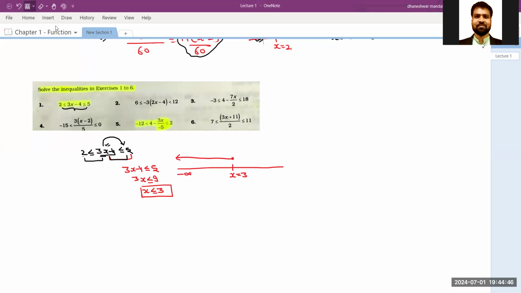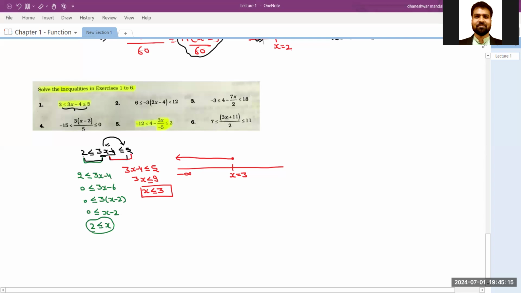Okay. And for this term, 2 is less than 3x minus 4. Then from here, 3x minus 6 is there. And if I take 3 common, then x minus 2 is there. It means from here, I can write in this way, x is always greater than 2. So x equal to 2 is here. And from here, I have to take the solution which is greater than 2. So this is the solution.